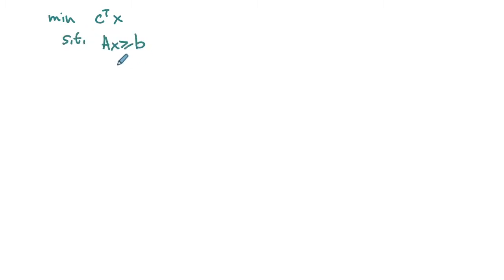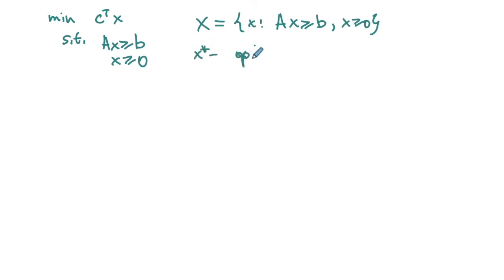greater than or equal to b, x is greater than or equal to 0, and let's denote by X capital the feasible region as usual. So we have the set of x's that satisfy our constraints. Now assume that x star is an optimal solution to our problem.